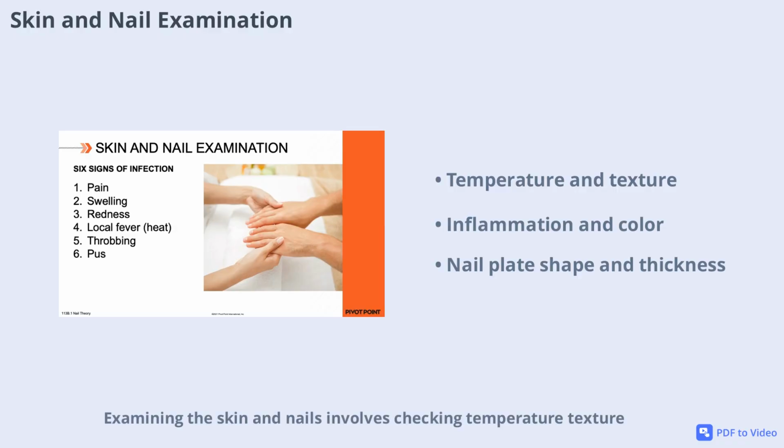Examining the skin and nails involves checking temperature, texture, inflammation, color, and condition. Cold hands may indicate poor circulation, while hot skin suggests infection. Texture and redness can signal disease or disorder. The color and condition of the nail bed may reveal injuries, disease, or poor circulation. The length and condition of the free edge can indicate nail biting or dryness, and the shape and thickness of the nail plate may point to underlying issues.